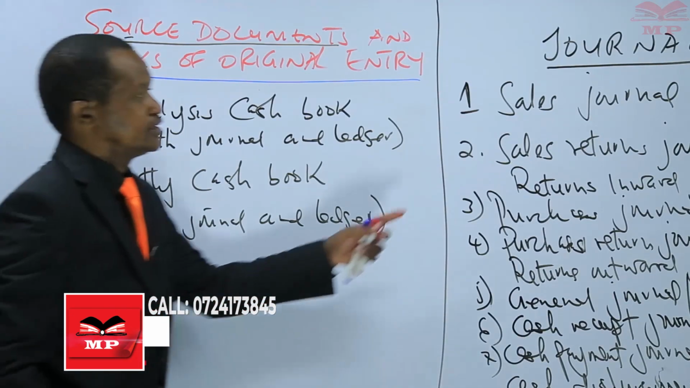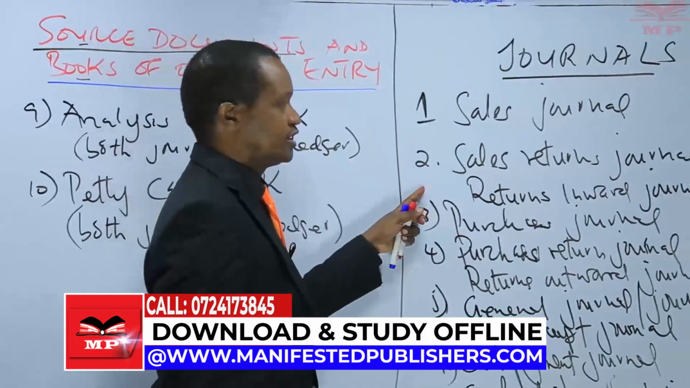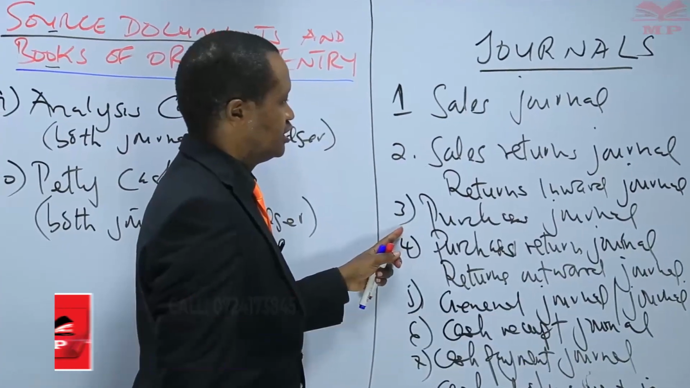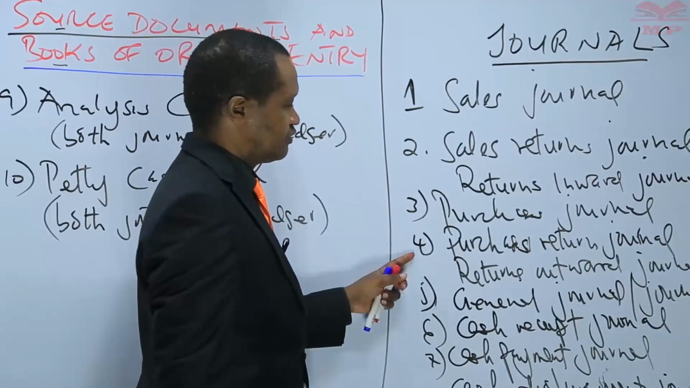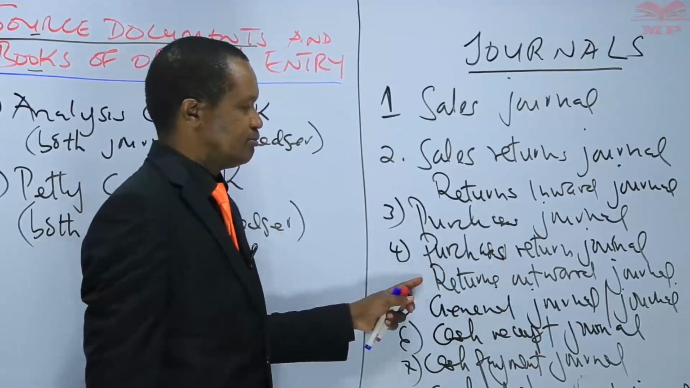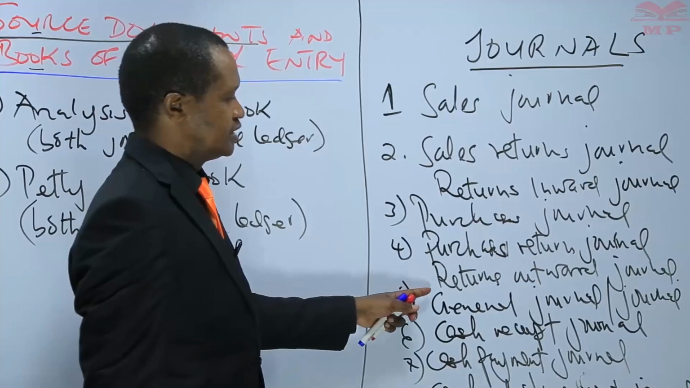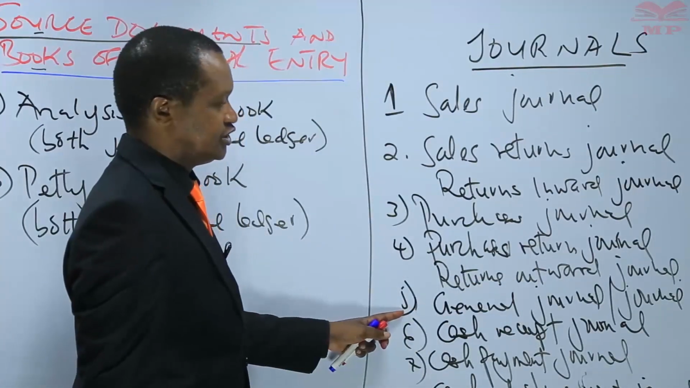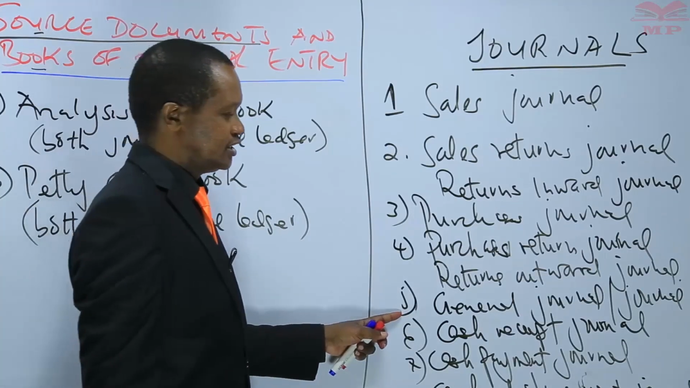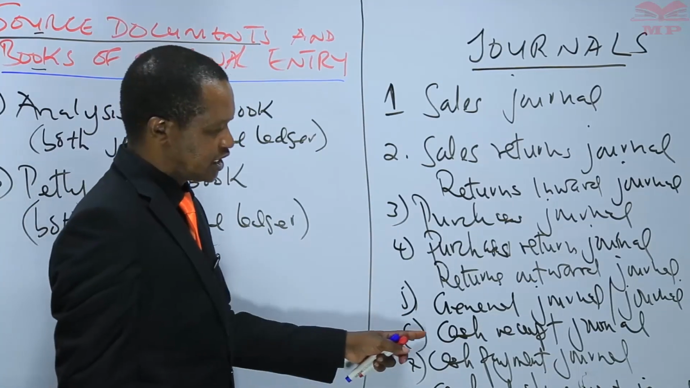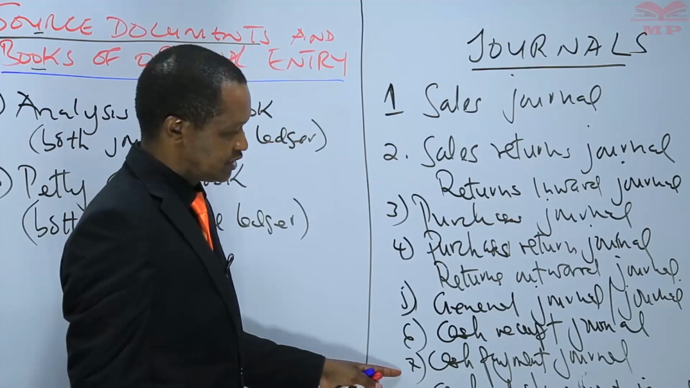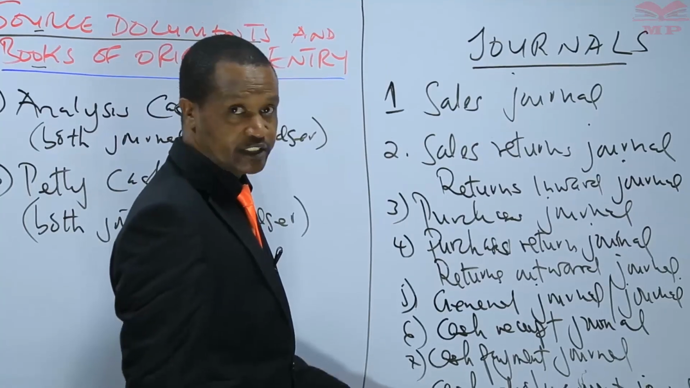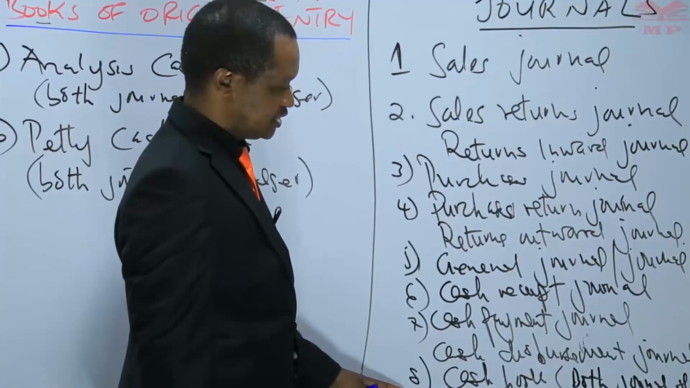Number 1, sales journal. Number 2, sales returns journal, which is also known as the returns inward journal. Number 3, purchases journal. Number 4, purchases returns journal, also known as returns outward journal. Number 5, the general journal, also known as the journal proper. Number 6, cash receipt journal. Number 7, cash payment journal, which is also known as the cash disbursement journal. Number 8, the cash book.